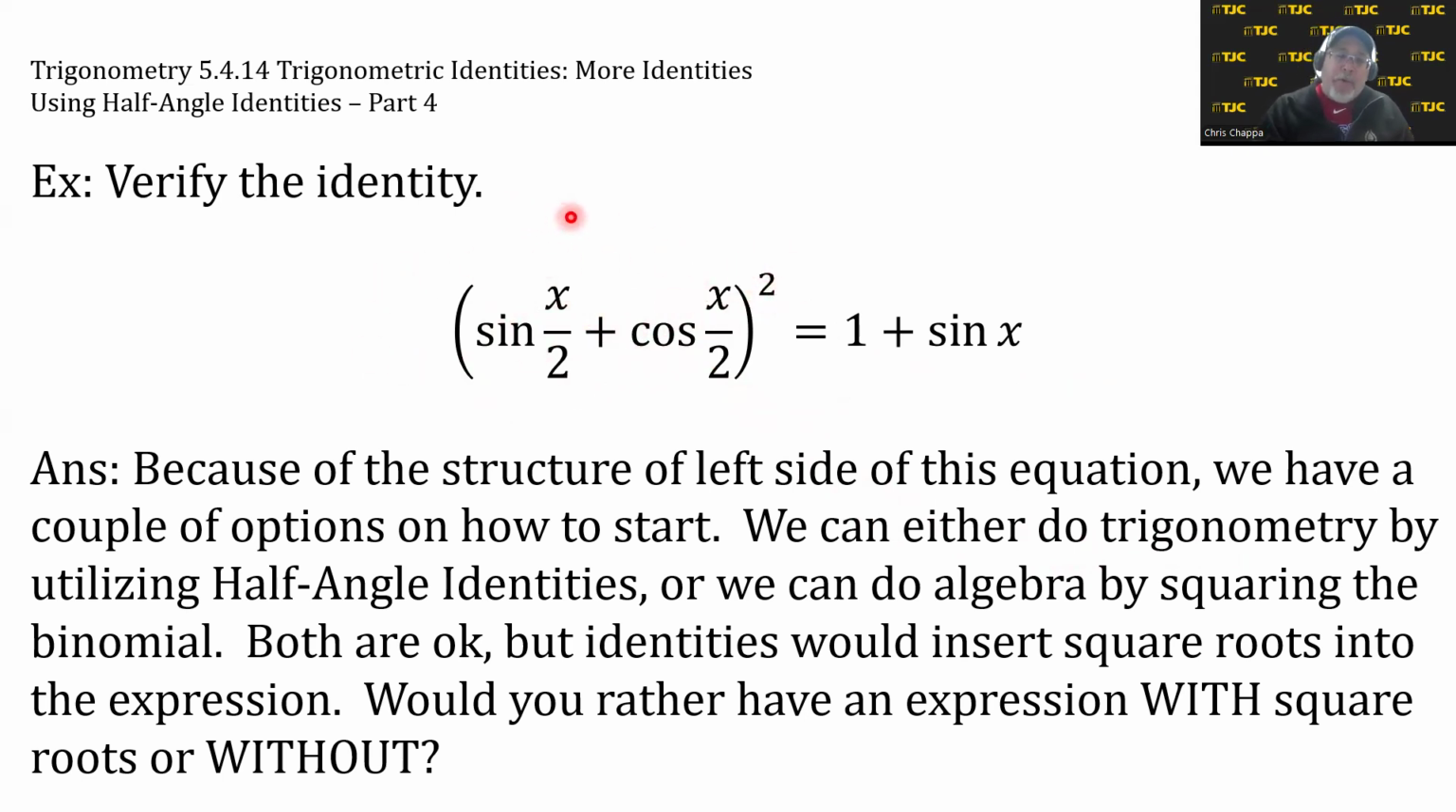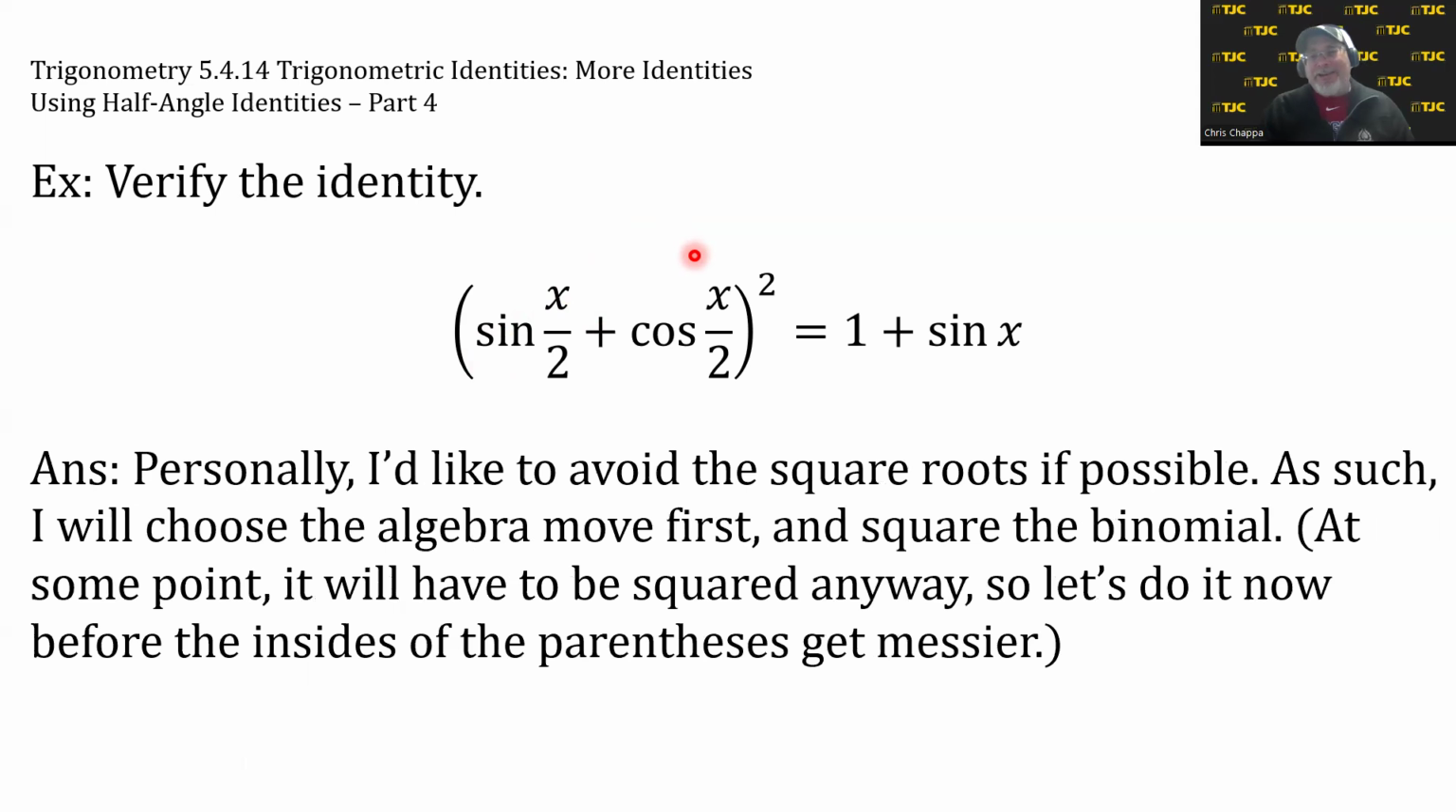binomial. Both are okay, but the identities would insert square roots into the expression. Would you rather have an expression with square roots or without? I think without. I'd like to avoid the square roots if possible. As such, I will choose the algebra move first and square the binomial. At some point, it will have to be squared anyway, so let's do it now before the insides of the parentheses get messier.